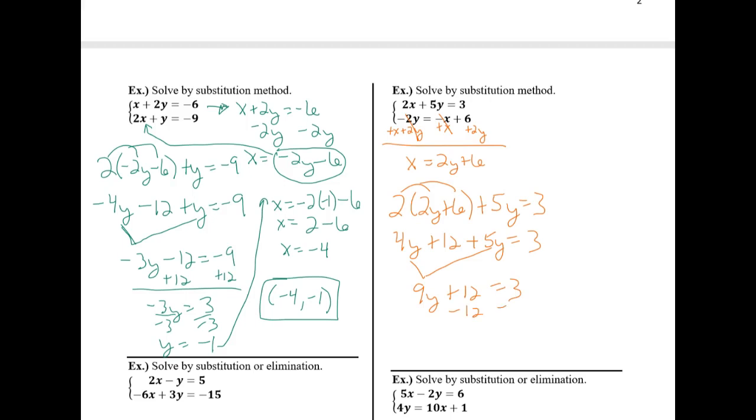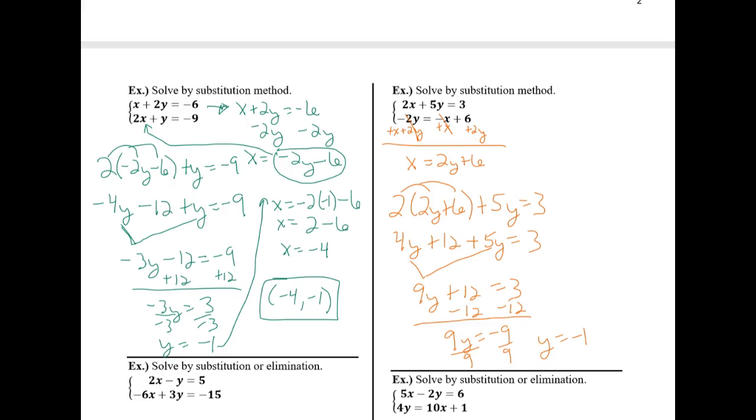Subtracting 12 from both sides to get the y alone. I end up with 3 minus 12 is -9. Divide by 9, so y equals -1.